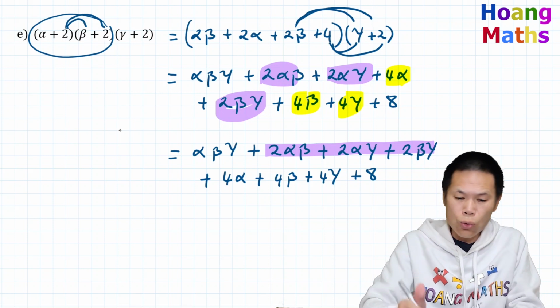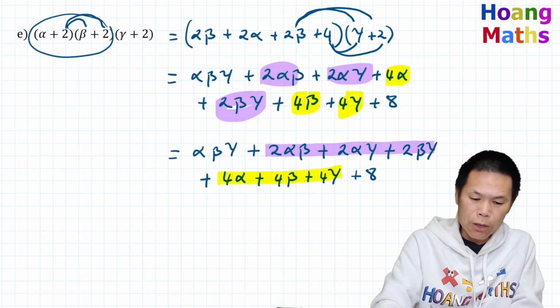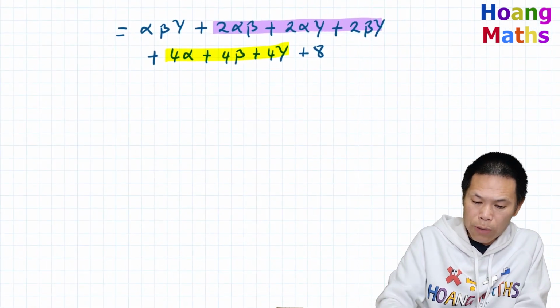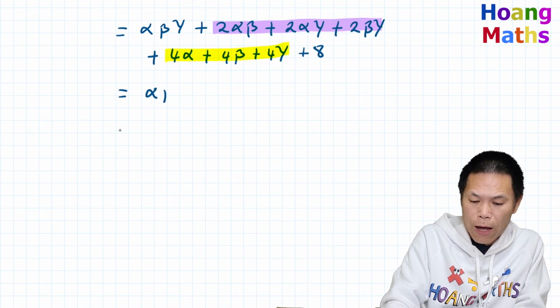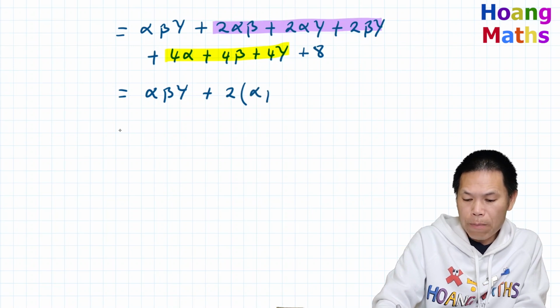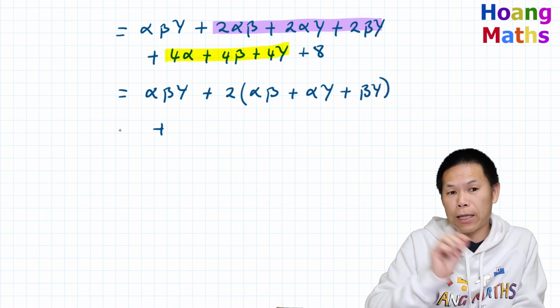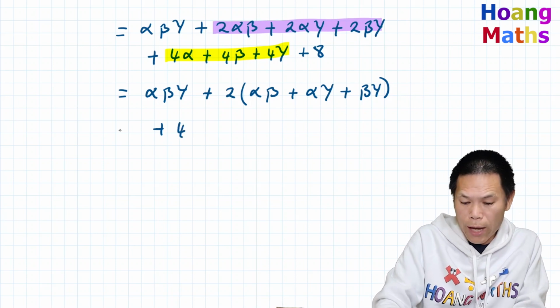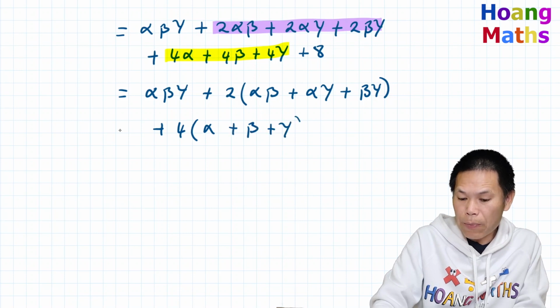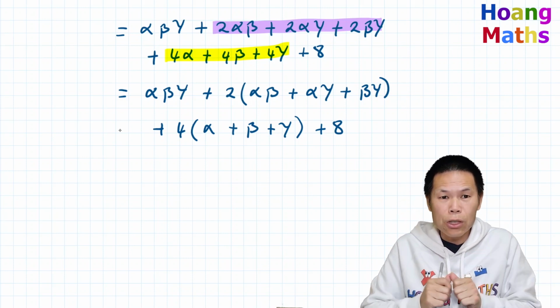So now what I do, I just need to take out the common factor for these terms here. So the common factor is 2. And for these terms, I take out a common factor and it is 4. So let me just write it out. So that should give me alpha beta gamma. We add 2 as a common factor, alpha beta, we add alpha gamma, and we add beta gamma. And then we add the common factor of 4, we take it out, and then we go alpha plus beta plus gamma. And the 8, we just write this down. So there you go.